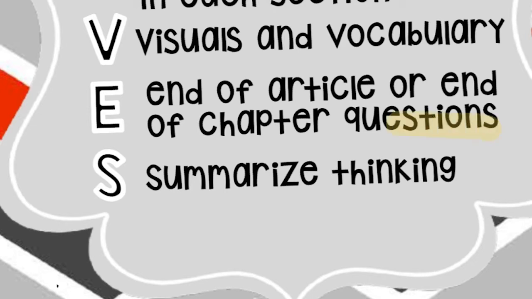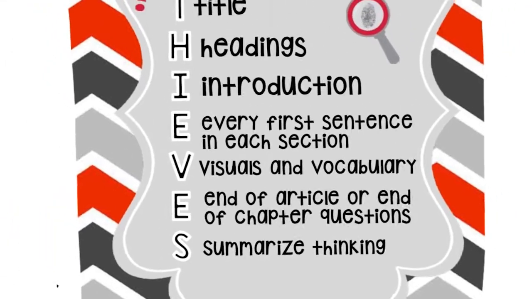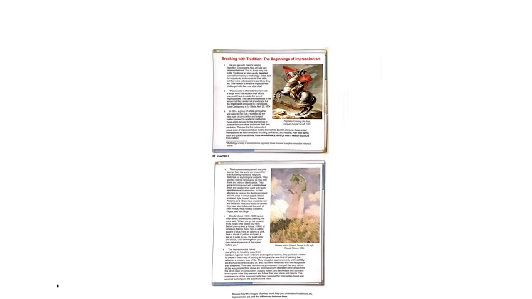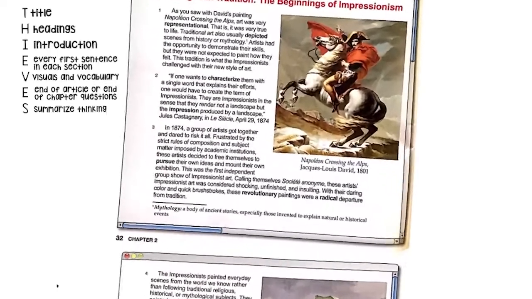See what I mean? That only a textbook has end of chapter questions. Finally, your S, summarize your thinking very quickly to yourself, which might be part of the Q, the question for the SQ3R, but usually all of these thieves is part of the preview that you do, and it should only take a few seconds. So let's try it out with our current reading for homework.